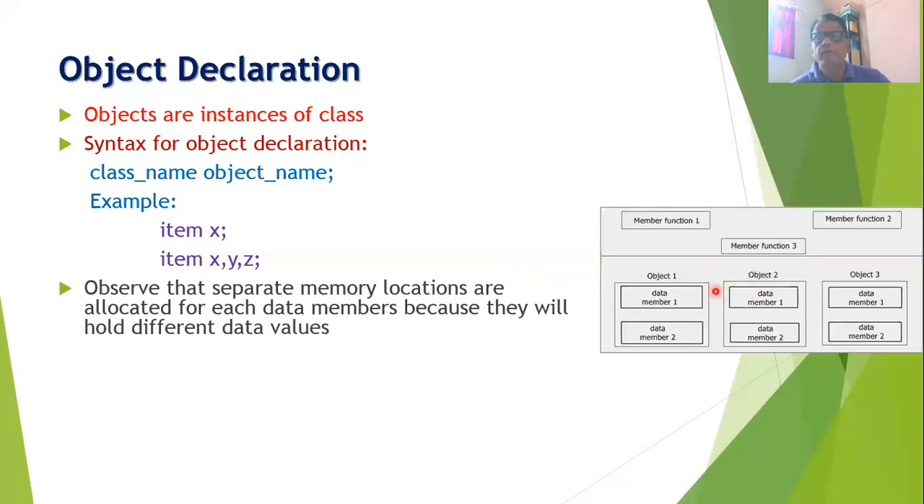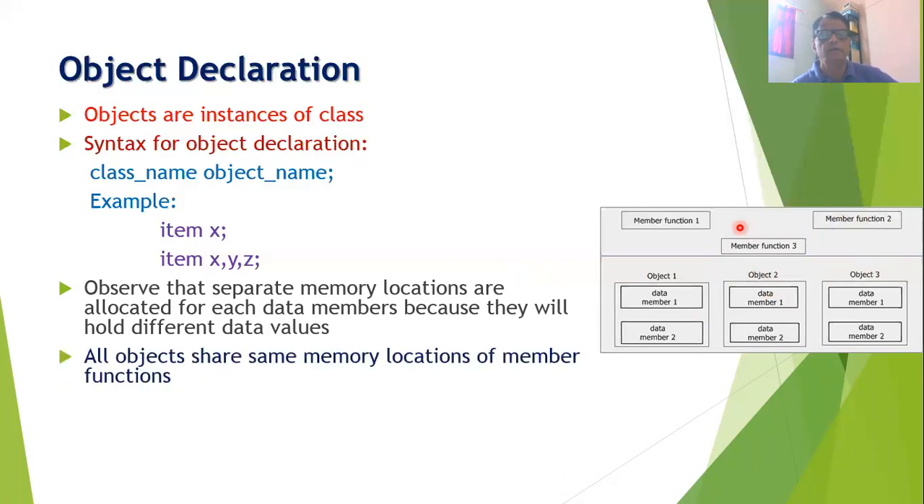Then you will find that every object variable will hold separate memory locations for the data members, while the member functions are the same, because a separate copy will not be available, isn't it? The same member function will be shared among all objects. So all objects will share the same memory location of the member functions. Every object variable will get a different copy of the data member, but it will not get a different copy of the member function, because that is not needed.